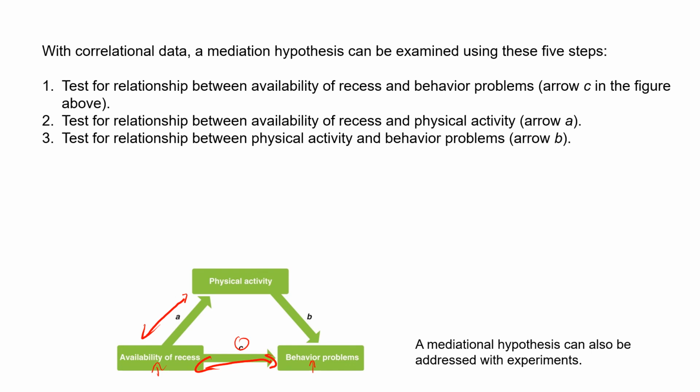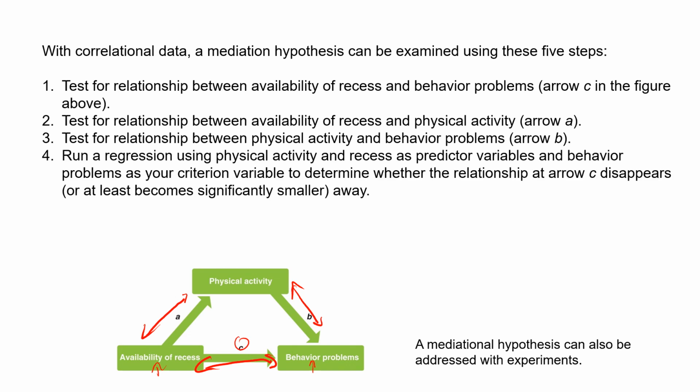Then we test for the relationship between behavioral problems and physical activity, sorry. And if there's no relationship between activity and problems here, we don't have a mediator. But if there is a relationship here, we've found a relationship between recess and problems, we found the relationship between recess and activity, and we found the relationship between activity and problems.